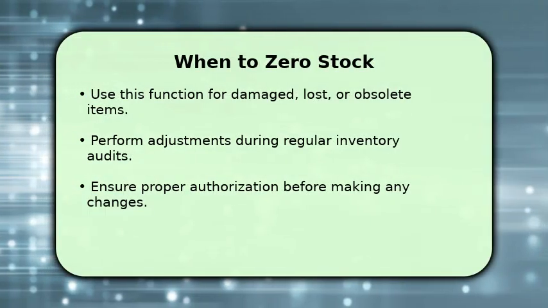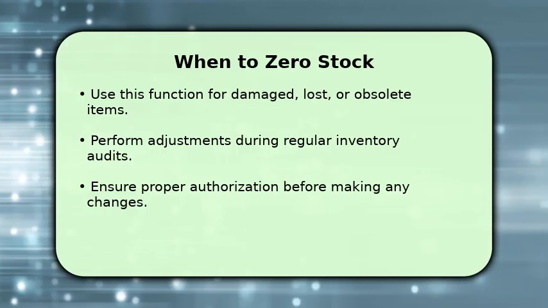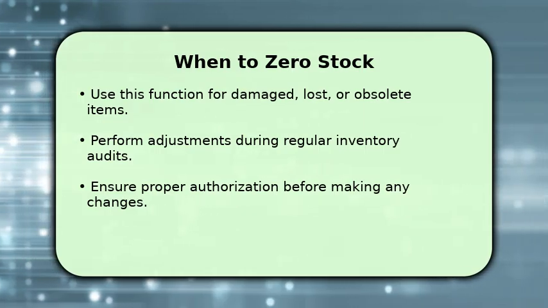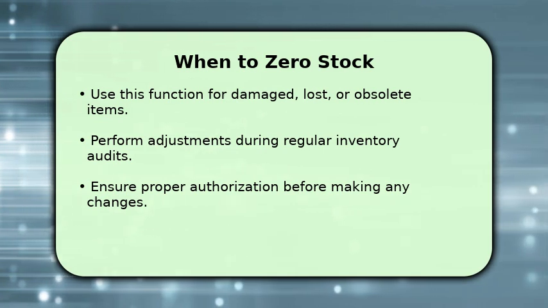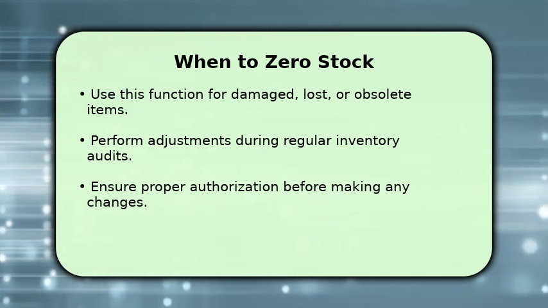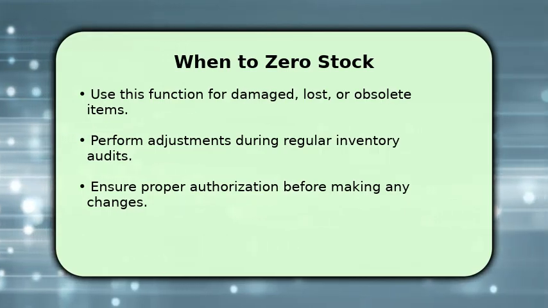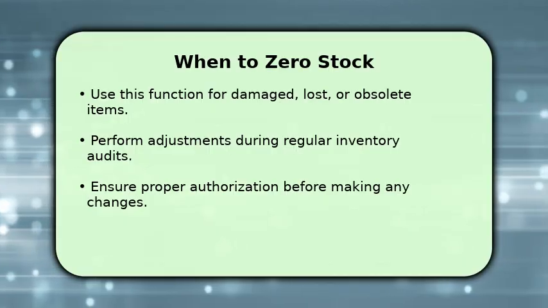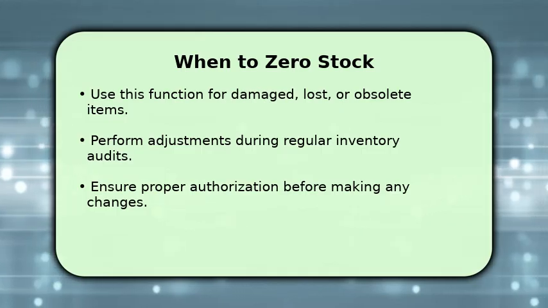Zeroing out stock is essential for various reasons, such as accounting for damaged goods, items that are lost, or products that have become obsolete. It helps maintain a clean and accurate inventory database. Always conduct these adjustments as part of your routine inventory audits. Remember to obtain the necessary approvals before finalizing any significant stock changes to maintain proper internal controls.